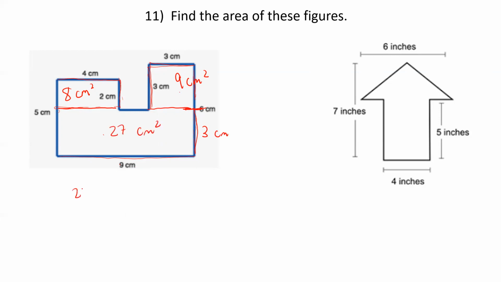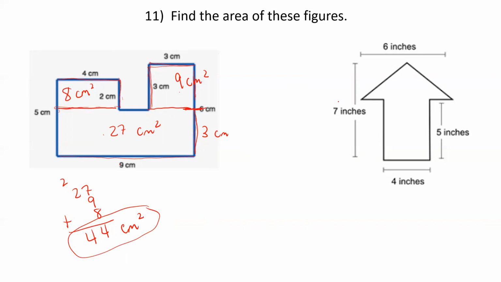And finally, I would add all of my areas together. So I would have 17 plus 27 is 44. So I got 44 centimeters squared. Let me know if I missed it. Okay. Yeah, I think that's right.